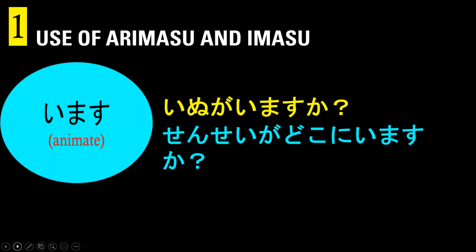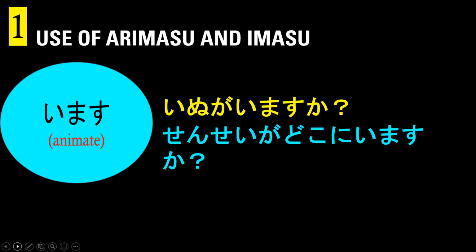Next, for imasu, basically it's a verb to depict that the object or person is existing. So it's for animate objects. So example, dog. Inu ga imasu ka? Do you have a dog? Kasi syempre, if I use inu nga arimasu ka, do you have a dog? So either it's a stuffed toy or the dog is a preserved dog. So baka embalmed na siya.